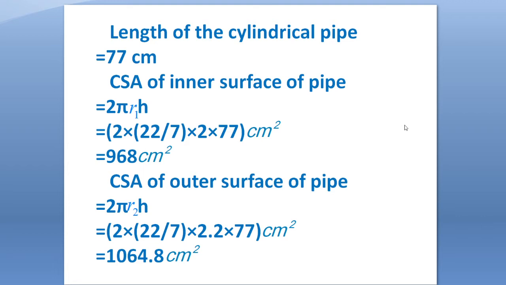Now CSA of outer surface of pipe is equal to 2 pi, outer radius is R2, so 2 pi R2 H. So 2 into 22 by 7 into 2.2 into 77 is height, centimeter square. So is equal to 1064.8 centimeter square.